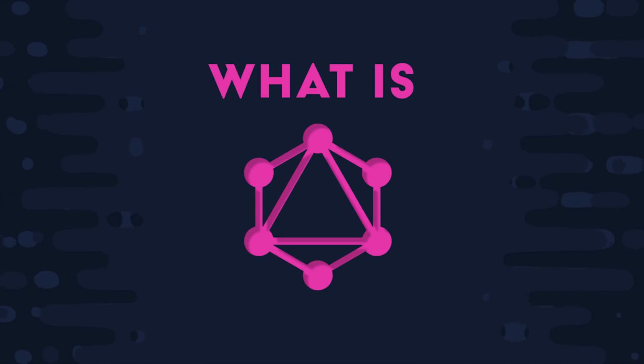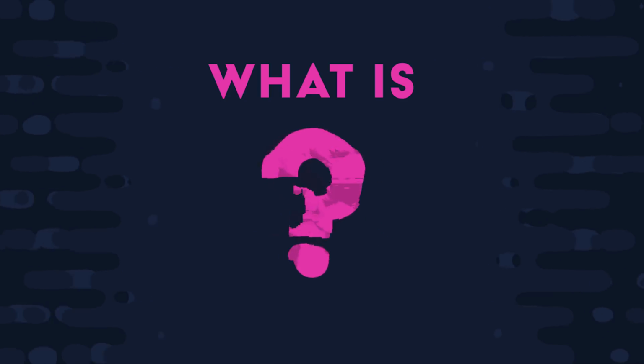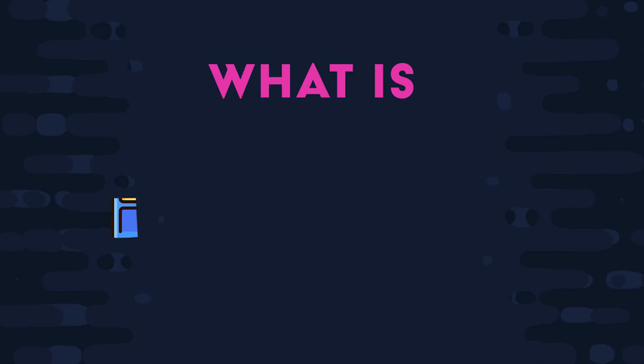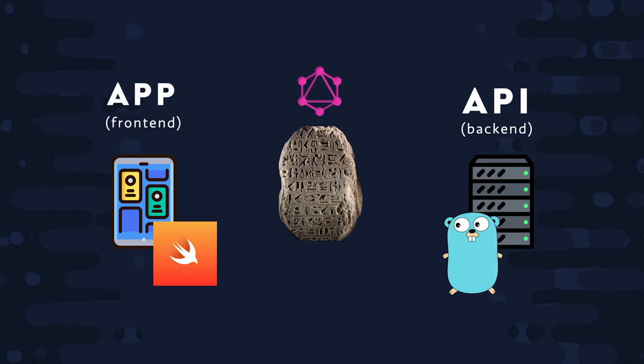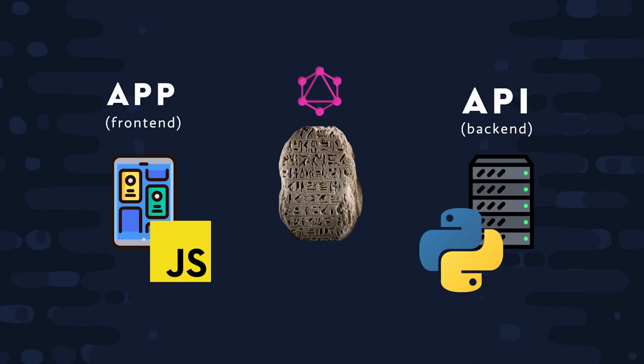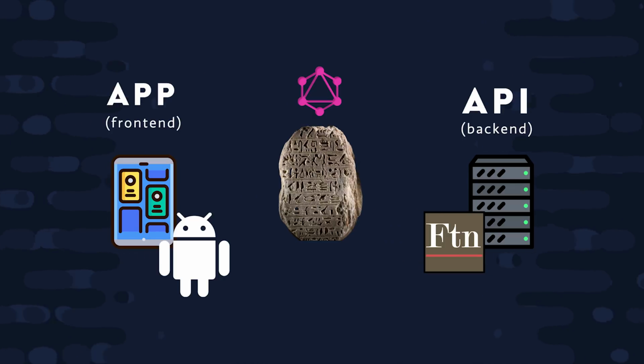Let's start by answering the question of what is GraphQL? In the most basic sense, it's a language that allows your front-end applications to communicate with your back-end applications. A Rosetta Stone, if you will. A consistent way for your front-end to request data from your back-end despite any differences in the underlying programming language.